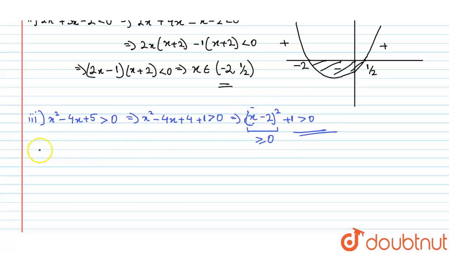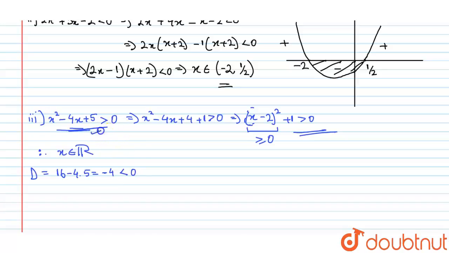So therefore we can say that x belongs to the set of all real numbers, because for all real numbers this expression will be positive. So if we try to look at it in the graphical method, let's first find the determinant of this expression. What will be the determinant? Determinant D is equal to b square, that means 16, minus 4 into 5, which is equal to minus 4, which is less than 0.